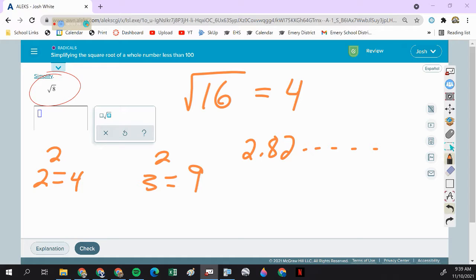Now, how many different ways are there to write the fraction 1/2? So 1/2, what would another version be?